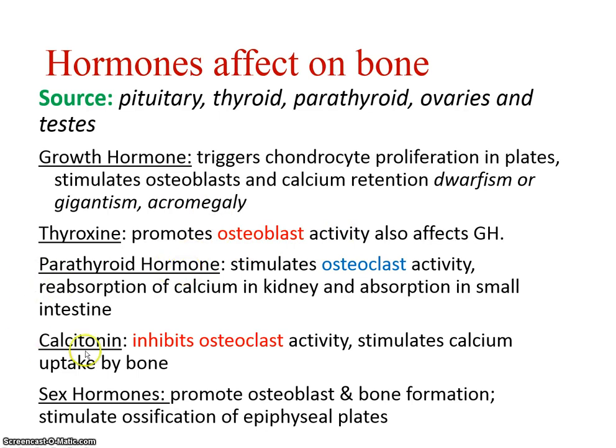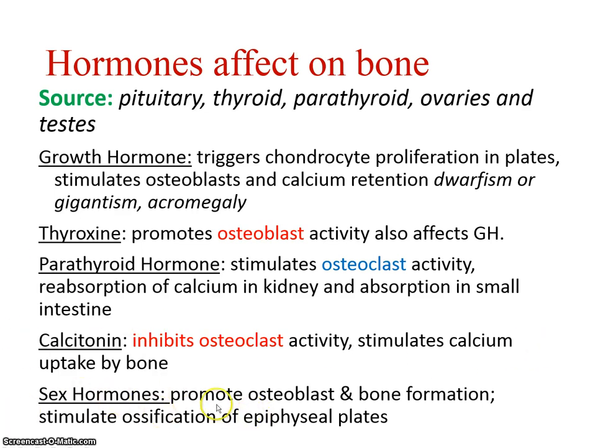Parathyroid hormone and calcitonin work together to maintain calcium homeostasis and balance. So parathyroid hormone stimulates osteoclasts while calcitonin inhibits them. In this way, parathyroid hormone is going to reabsorb bone in the event that your blood calcium is low, and calcitonin is going to cause your bones to not reabsorb and basically deposit calcium if it's high. And we'll look at this in the next slide as well.